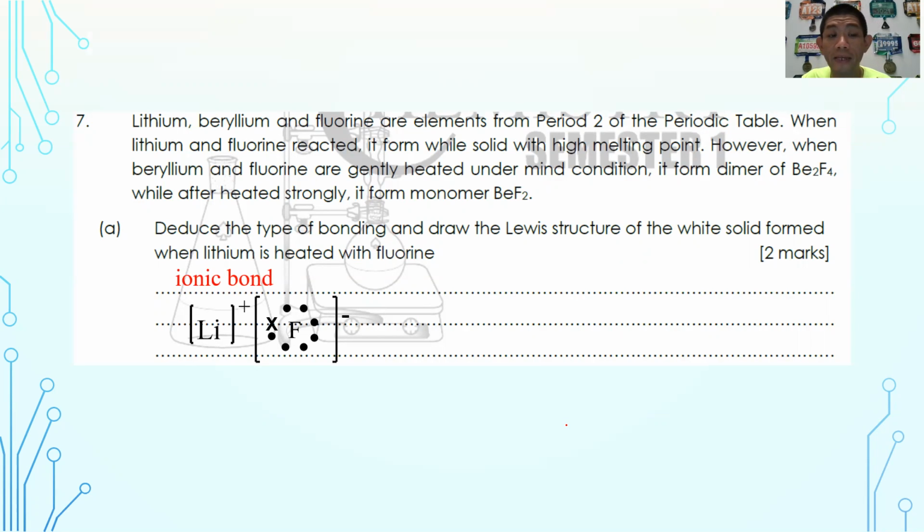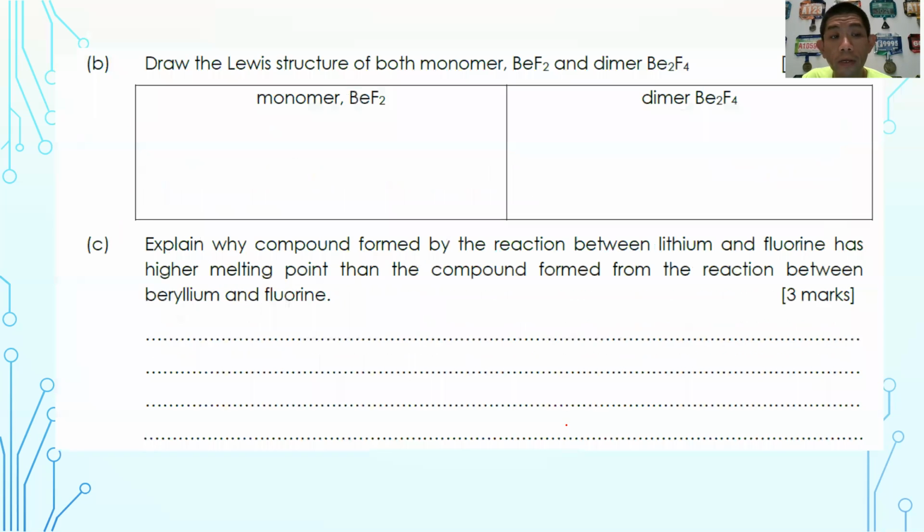So Li plus F minus gives LiF. So this is for lithium and fluorine. Then B, draw the structure of the monomer and the dimer for BeF2 and Be2F4.